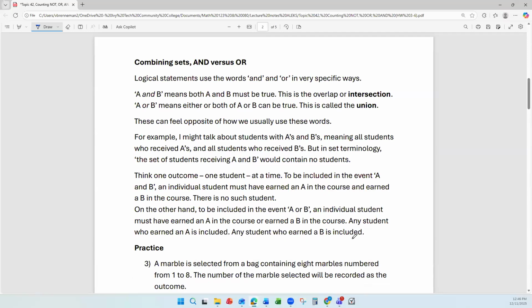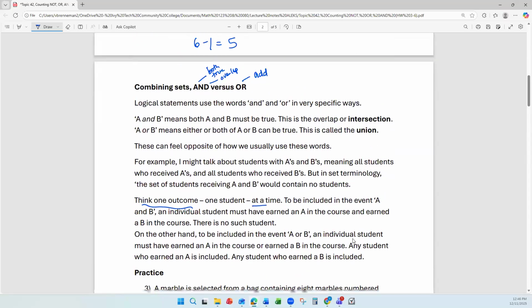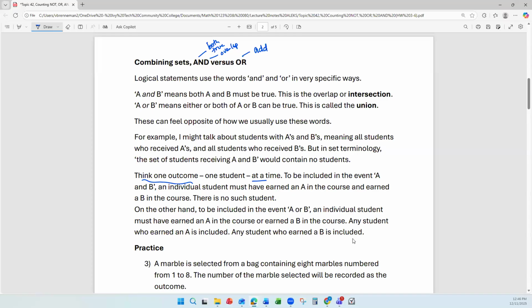All right, and versus or in probability. Or is going to mean addition, and is a restriction. With and, we want both true. We're looking for the overlap. So think in terms of one outcome at a time. To have A and B means we're looking at an individual outcome for which A and B are both true, or that is in both A and B.